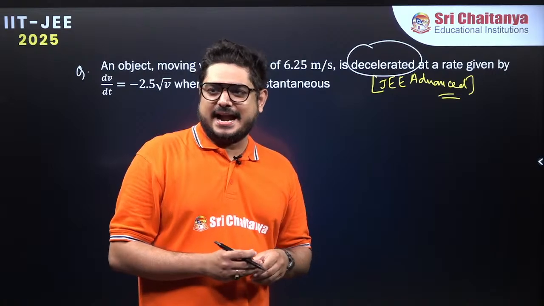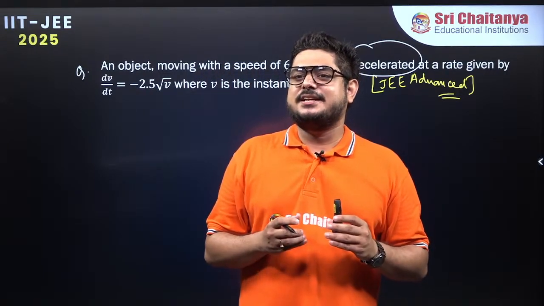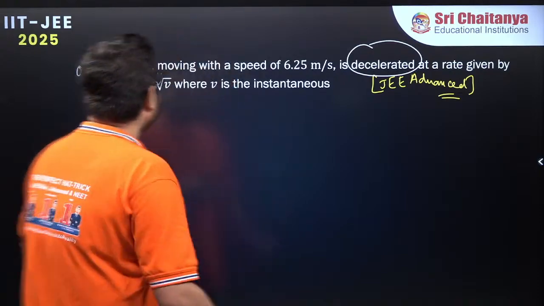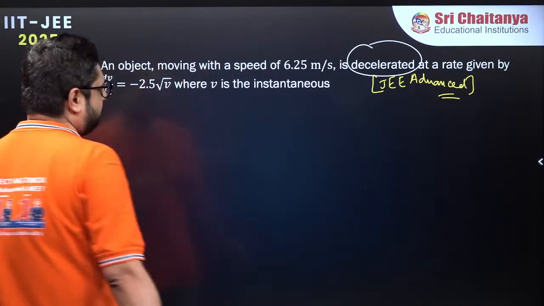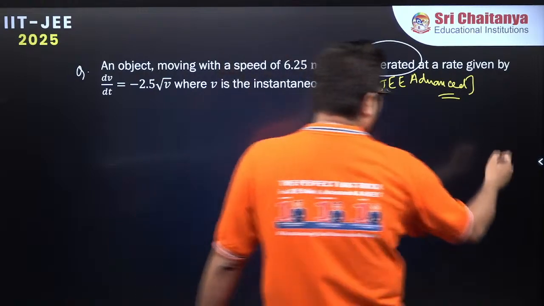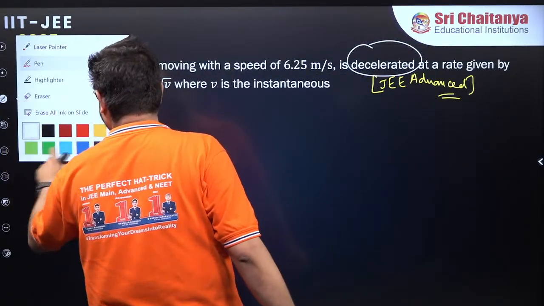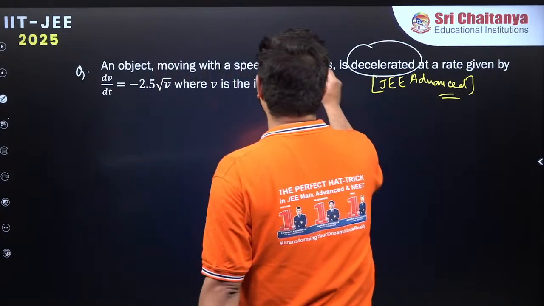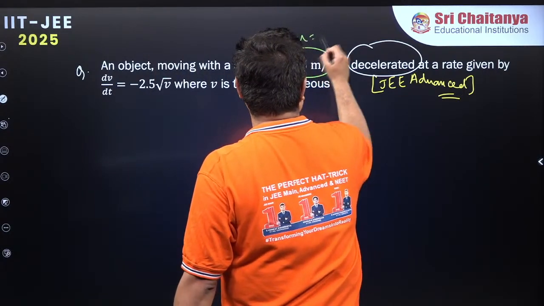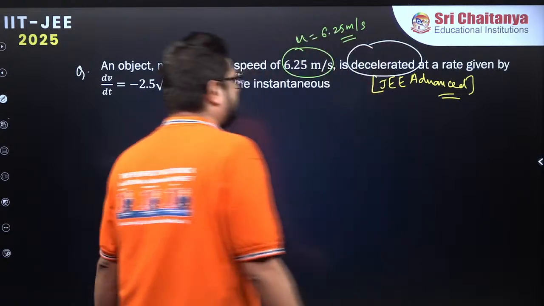Okay. And what is being given in the question? It's dv by dt is minus of 2.5 root v. So they have given you two things over here. What is the first important thing? What they have given? क्या दिया है? देखो ध्यान देना. First of all, they have given you that the initial speed is 6.25 meter per second. That's what is being given in the question.